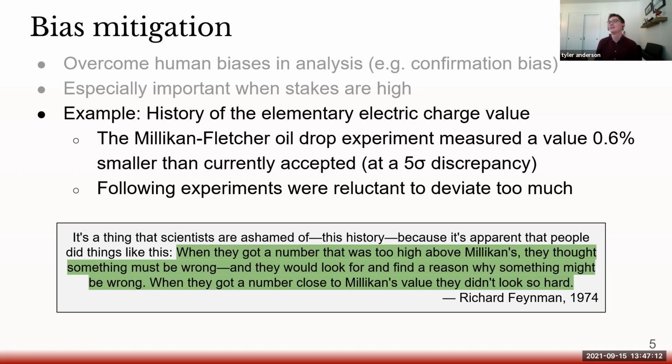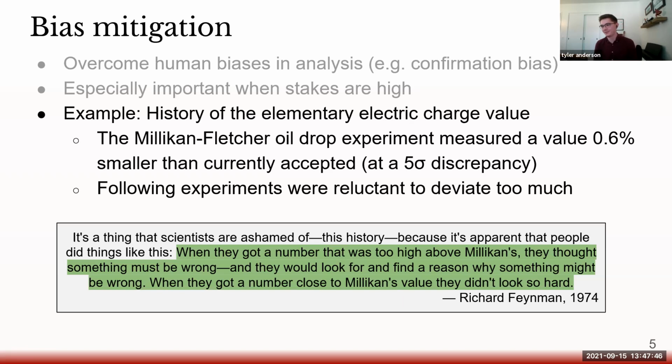I'll give one here, which is the history of the elementary charge value, or electric charge value, which was first measured by the oil drop experiment, which did a pretty good job measuring a value 0.6% smaller than what we know it is today. However, what we know it is today lands at about a 5 sigma discrepancy from that value. So the issue with bias doesn't come with that first result, but rather with the following results, as the following experiments were pretty reluctant to deviate too much in their values.